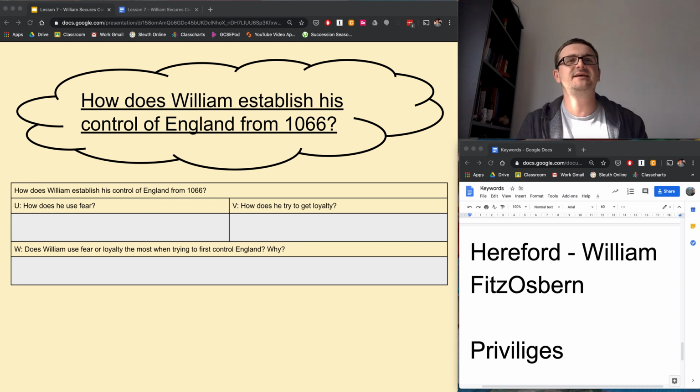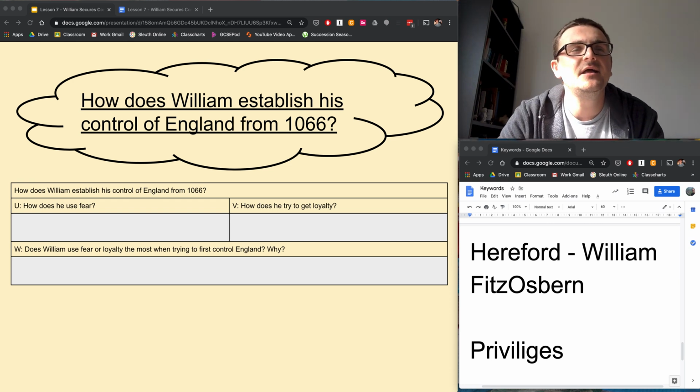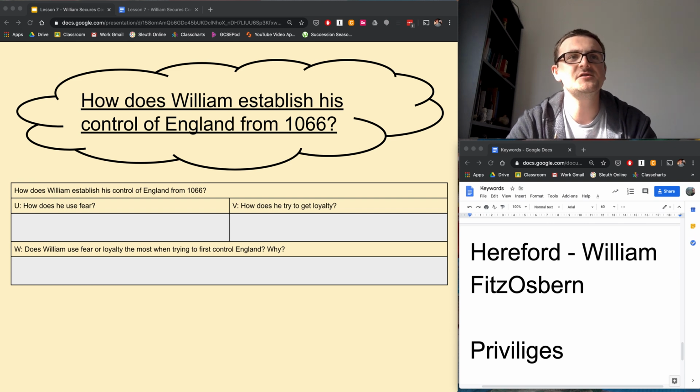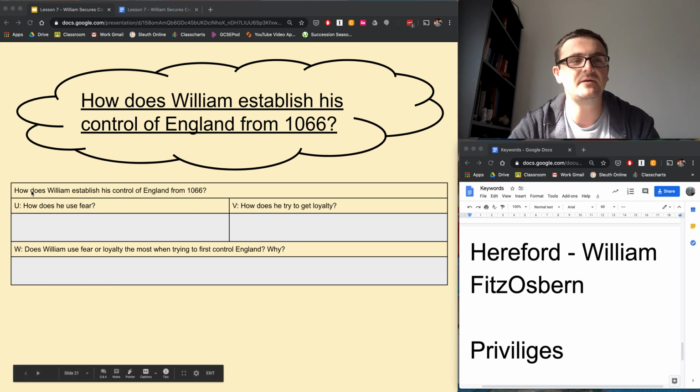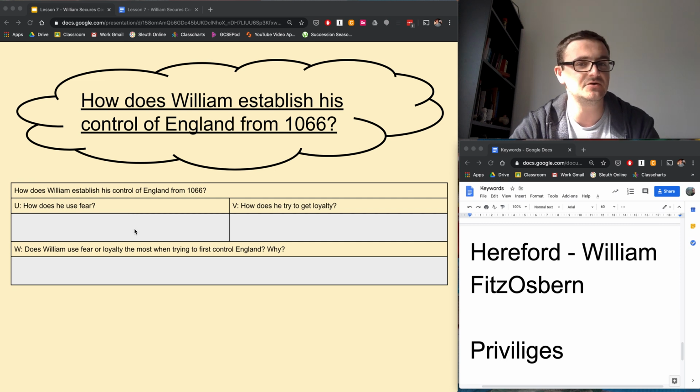Fantastic, right, so last bit then here today is I said at the start of today's lesson that the main inquiry question was this: how does William establish his control of England from 1066? I also told you in some ways he used loyalty and in some ways he used fear. Now what I'd like you to do on that table or on your paper is a box for you. I'd like you to type down everything William does to make the Anglo-Saxon people fearful of him so that he can control them. Then in V, what's everything he does to get loyalty so that the people want to do what William asks them to do, and then he gets control of them.